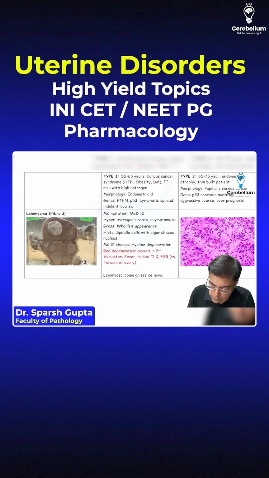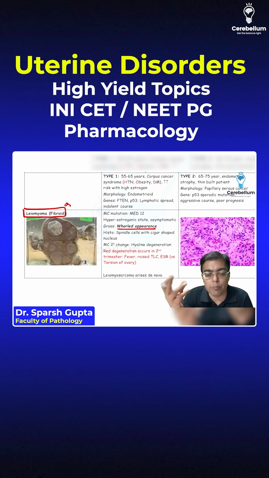The moment we think in terms of a tumor given the name of a fibroid, that is called leiomyoma. Leiomyoma is an example of a tumor that arises because of a relative increase in estrogen, and the tumor has too many smooth muscles, which gives the presence of a whorled appearance. So microscopically as well as grossly, you're going to have a whorled appearance. That is what is to be remembered.